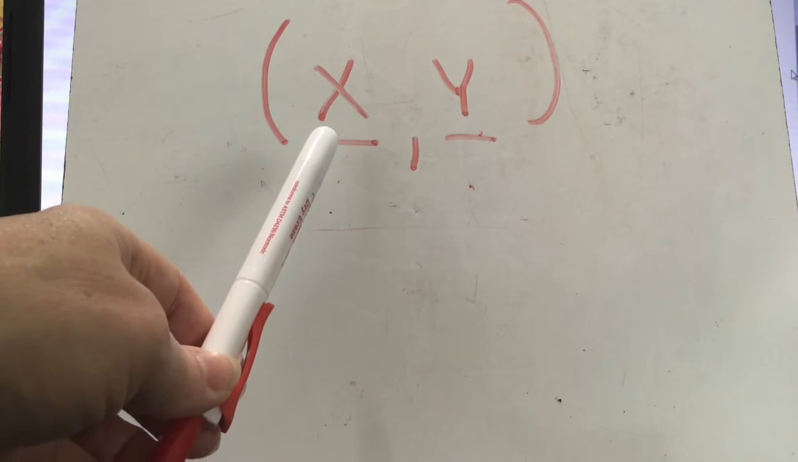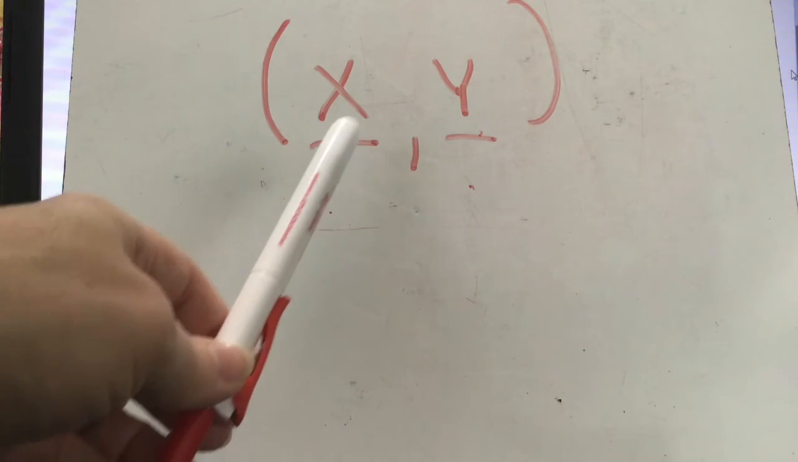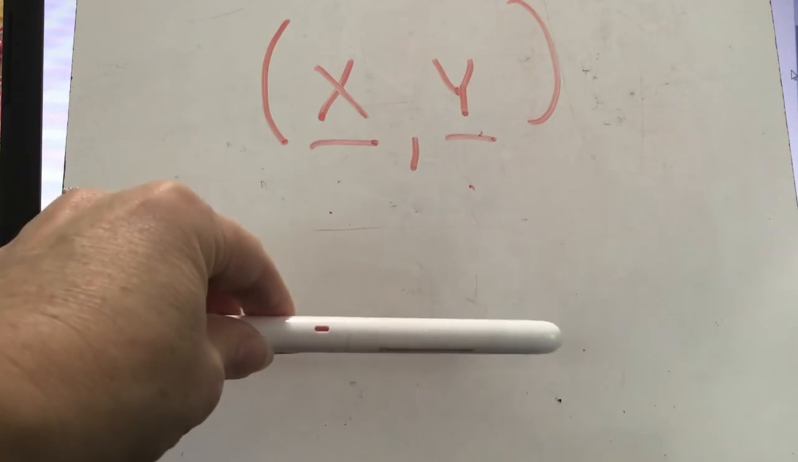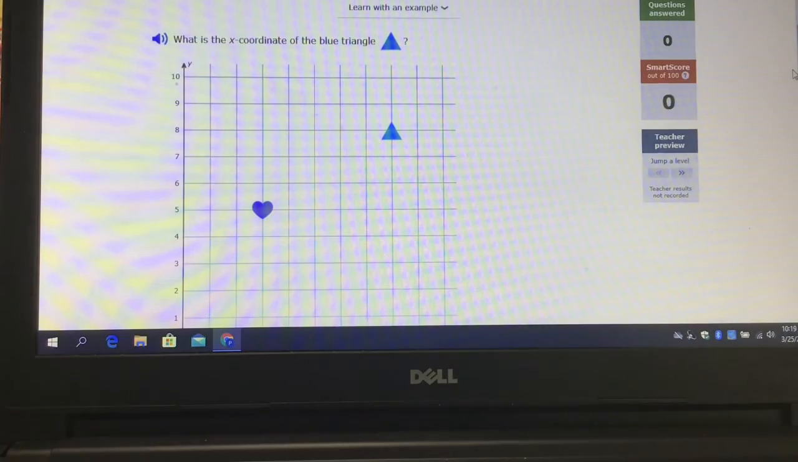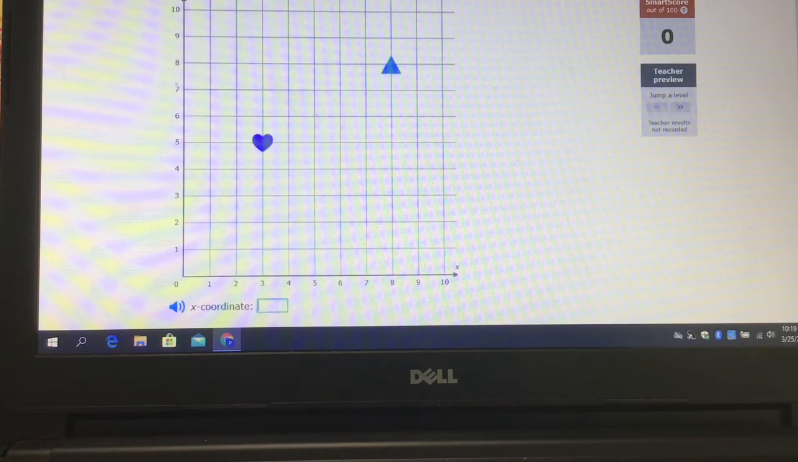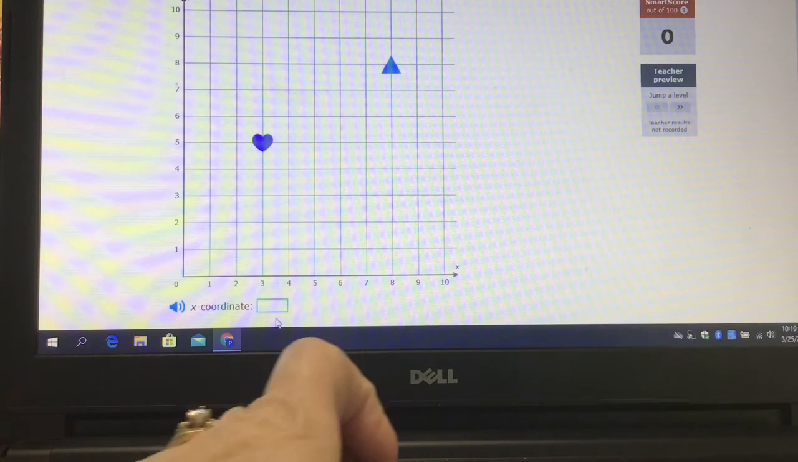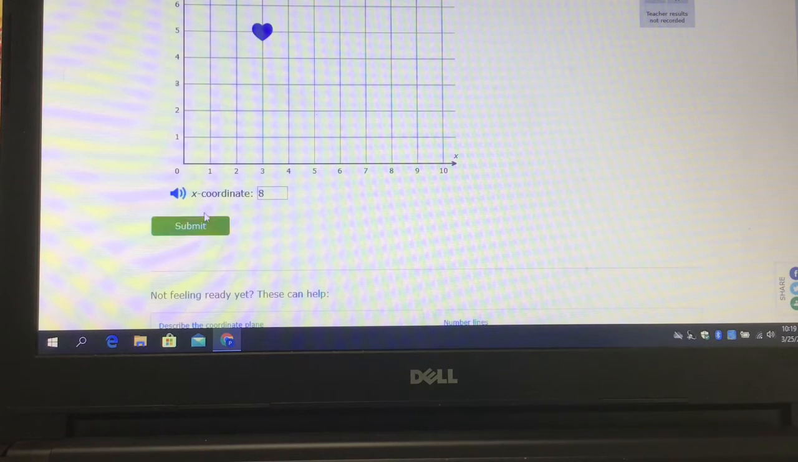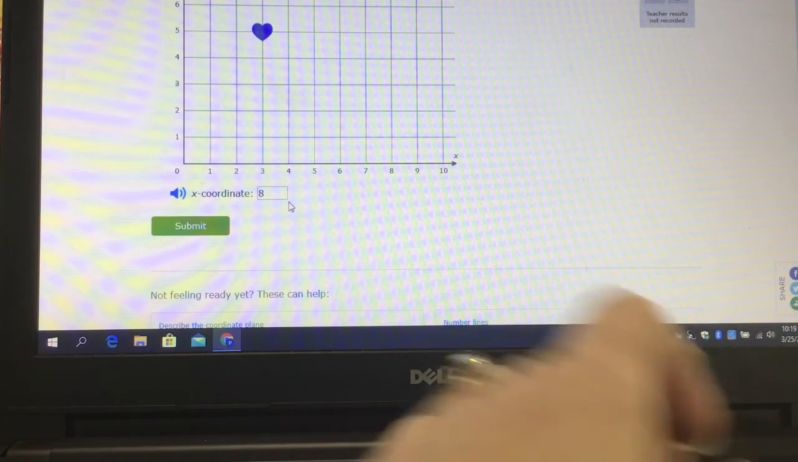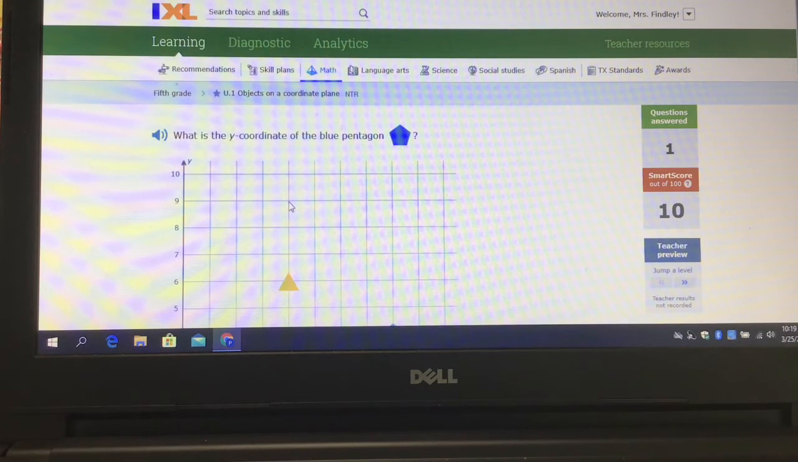Remember, x comes before y in the alphabet, x then y, so we've got to do the x coordinate first and then the y. Now these first problems are simply asking for one of those coordinates, not both. This one wants to know the x coordinate of the blue triangle. So we're going to scroll down here so we can see where the blue triangle is on the x. It is on the 8, so we simply type in the 8, and you don't have to actually touch the green submit button. You can click on it if you want to, or you can just hit enter if you're doing it on a Chromebook or on a computer.